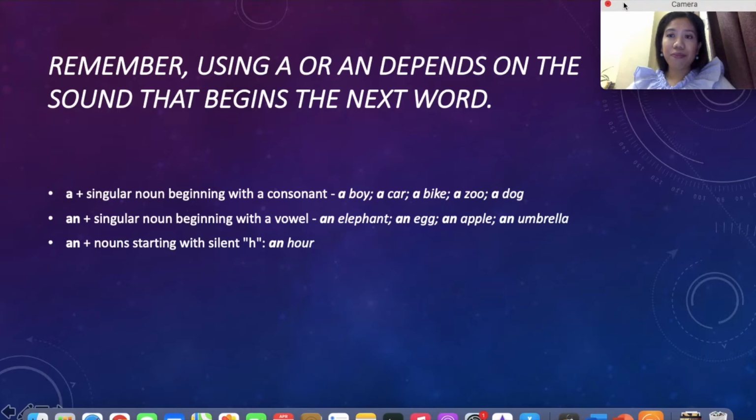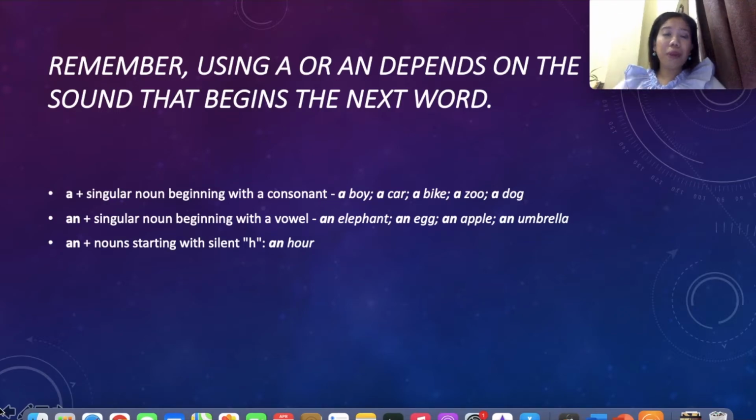Remember, using a or an depends on the sound that begins the next word. A plus singular noun beginning with a consonant: a boy, a car, a bike, a zoo, a dog. So the sound is a consonant sound, like a boy.